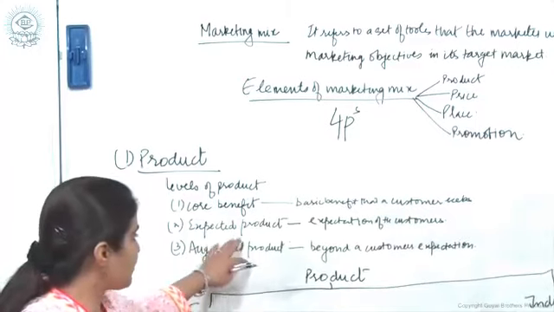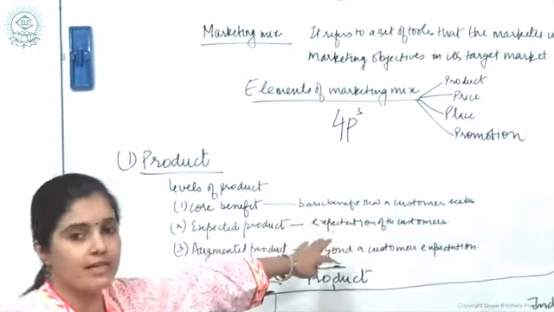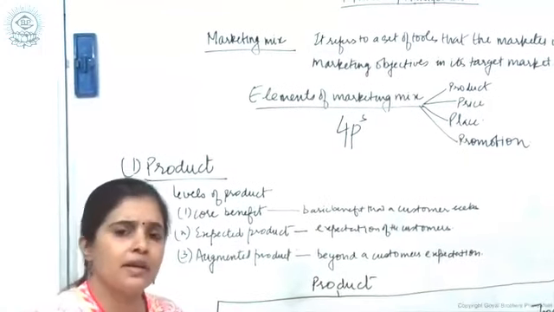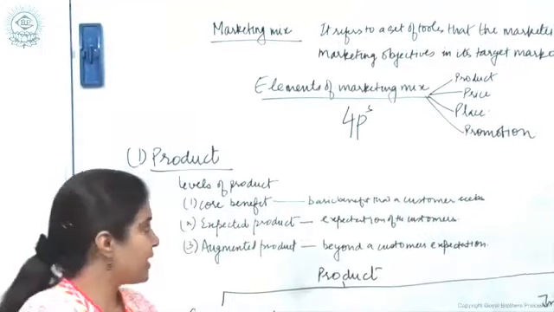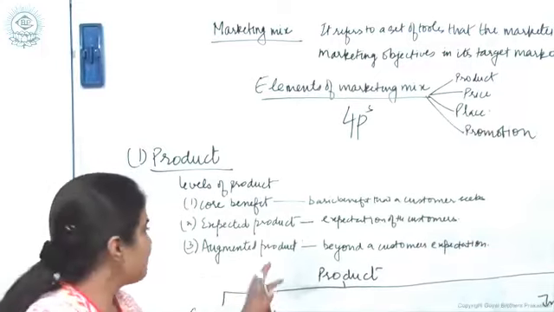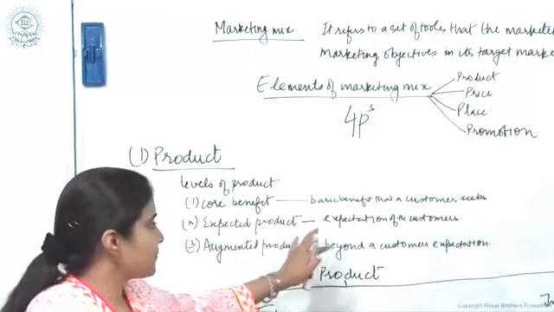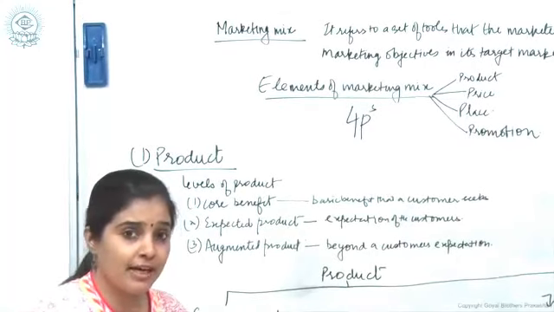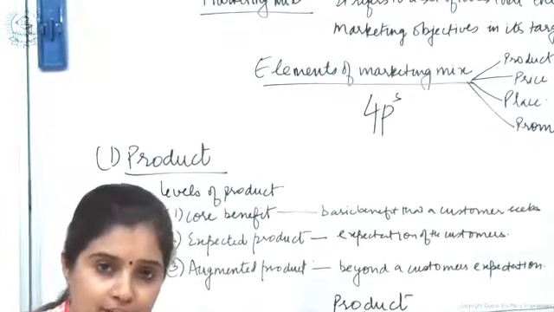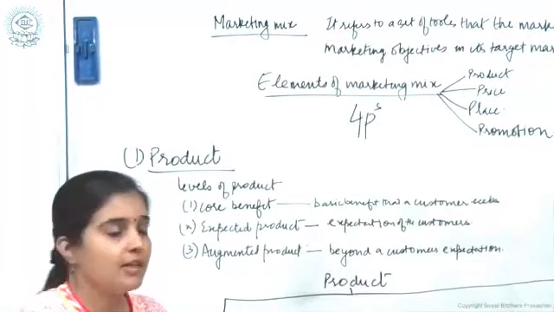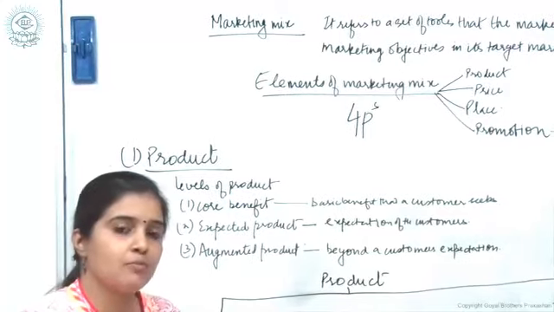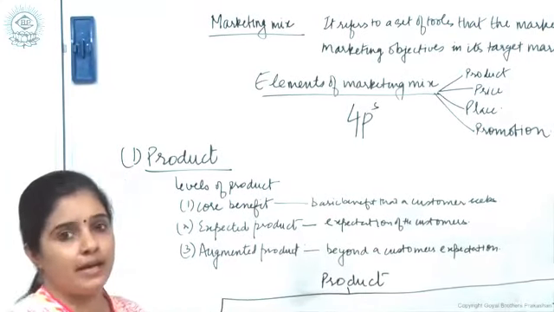Then expected product. The core benefit is that variety should come to me, okay? Because as long as I have a cable connection, I don't have that much variety of channels, right? So I want variety, that's the core benefit that I'm looking at. Expected product is the expectation of the customers. Now what is the customer's expectation? That all the HD channels, high definition channels, should also come in it, right? And all the possible channels, news channels, sports channels, right? Whatever pack you take, okay?